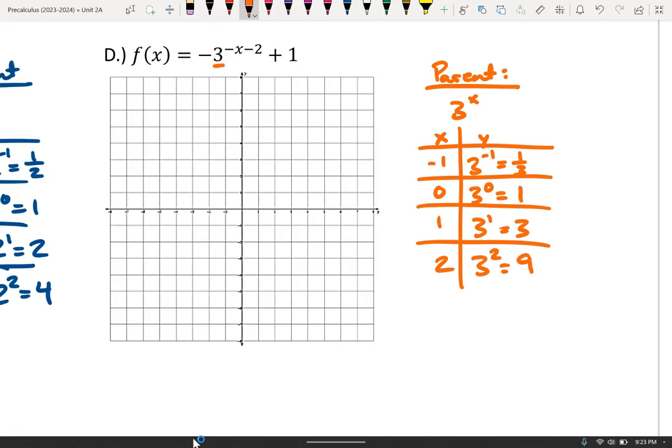Again, parent function horizontal asymptote is at 0. Does look like I have a vertical shift here, so my final horizontal asymptote will be at 1. We'll do that when we get to that point. So I have 1/3, 1, 3, and then 9. I believe this goes up to 8, so 9 would be just off the graph there. So there is my parent function.